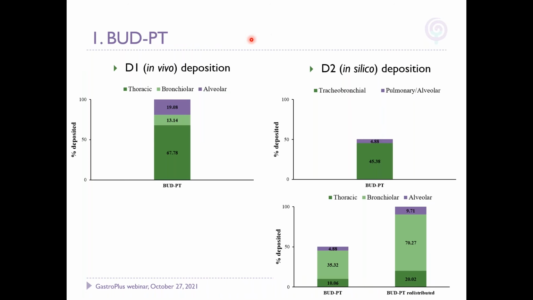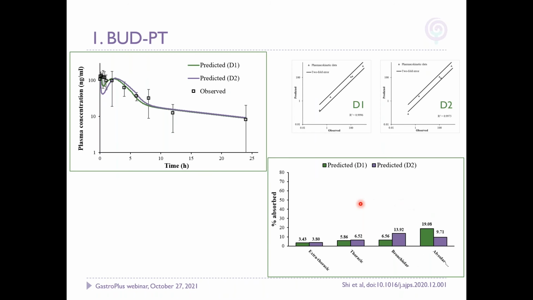These slides show deposition data for budesonide PT. This figure shows the in vivo data, and these 2 figures predicted values. First, raw MPPD data, and then transformed data. The resultant deposition pattern used as input in PCAT model is represented here as budesonide PT redistributed. The same approach was used for all 3 tested formulations.